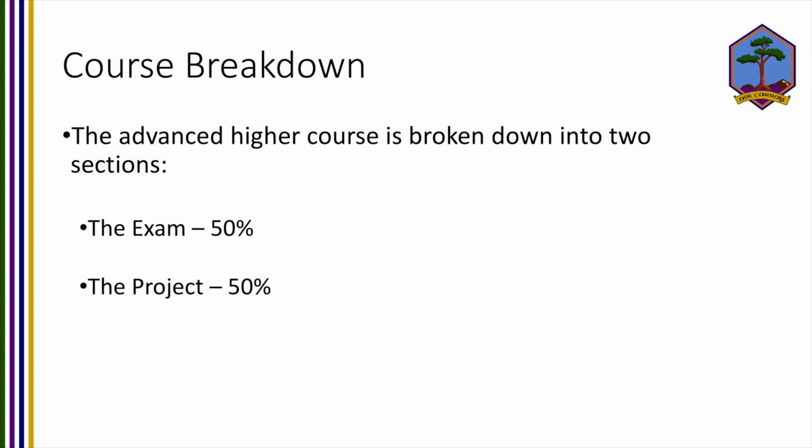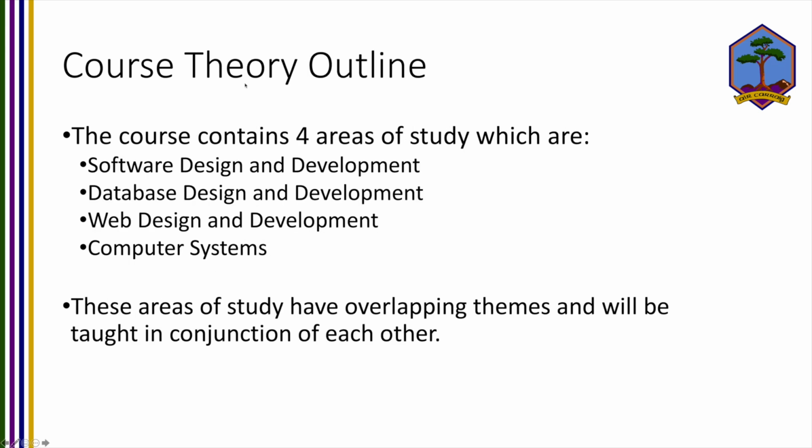So how's this going to work in terms of the exam theory? The course theory outline. The course contains four distinct areas of study, which are software design and development, database design development, web design development, and computer systems. These areas of study have overlapping themes and will be taught in conjunction with each other. So we will pick and choose different parts of these four sections, and we'll learn them at different stages throughout.